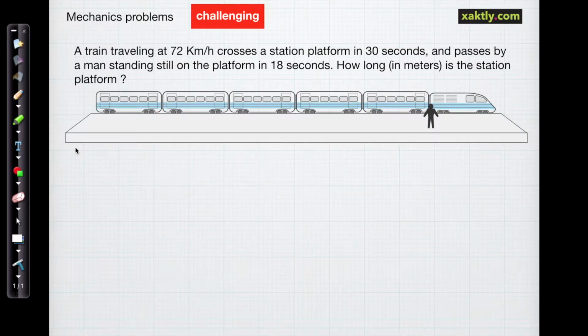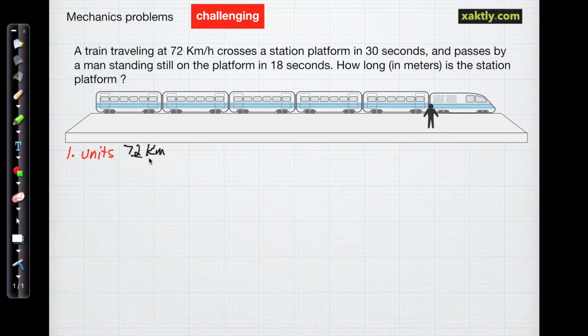Okay, well, this is a challenging problem, but it's still just a speed, distance, and time problem. The idea is that we have a train and we know its velocity, and we know how long it takes to pass a person on the platform. And from that information, we want to figure out how long the platform is. So we can take this problem in a few steps.